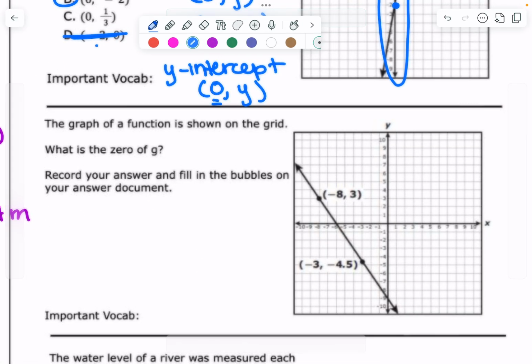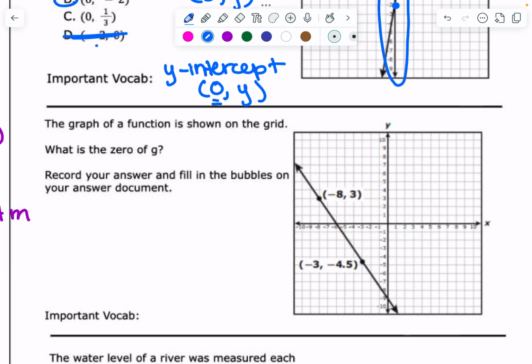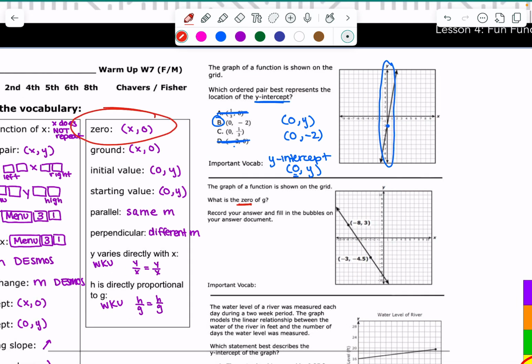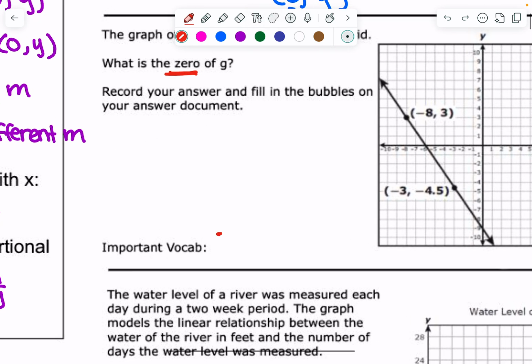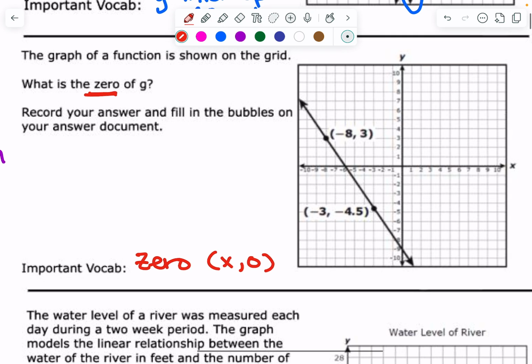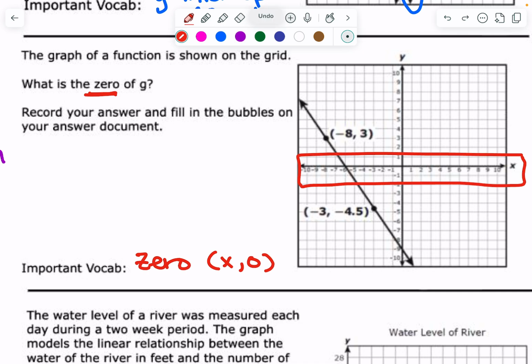The next one says, the graph of the function is shown on the grid. What is the zero of g? Remember, when we write 0, we're writing x comma 0. If I look at my x-axis, because it's a zero, it's an x-intercept, I touch -6. So my point is -6, 0. That's my answer.